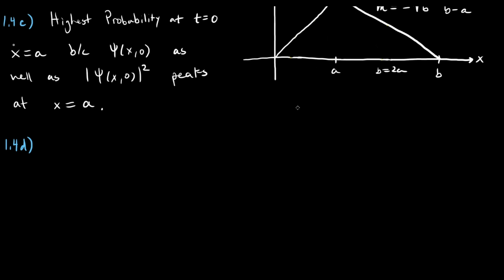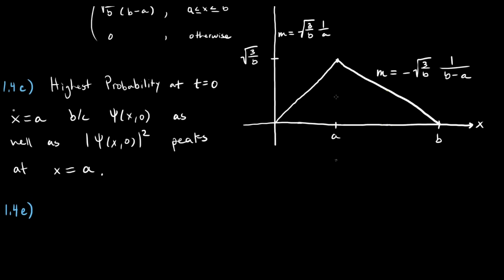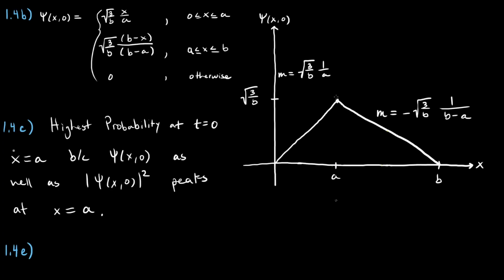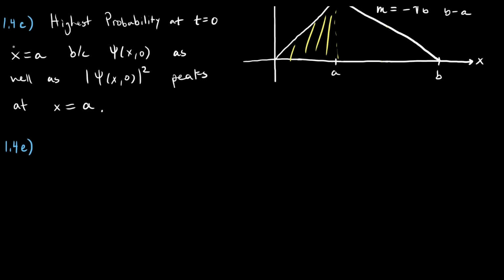Problem 1.4d asks us to find the probability of finding the particle to the left side of a. What we need to do is find the probability density of the wave function and then integrate to the left side of a. It also asks us to find that same probability when b is equal to a and then b is equal to 2a. So this is the equivalent of finding the probability from 0 to a, because when x is less than 0, the wave function is 0 anyway.